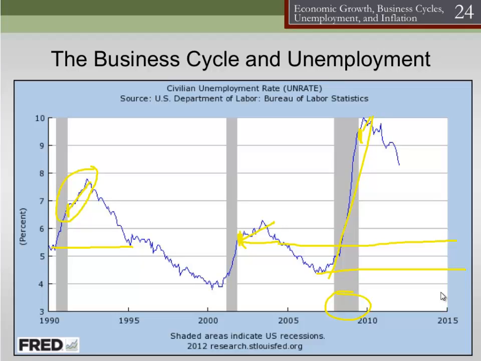Just because we've ended the recession doesn't mean we're out of the woods. That means things go from the economy is bad and getting worse to the economy is bad and getting better. And it takes a long time for the labor market to recover after a recession.